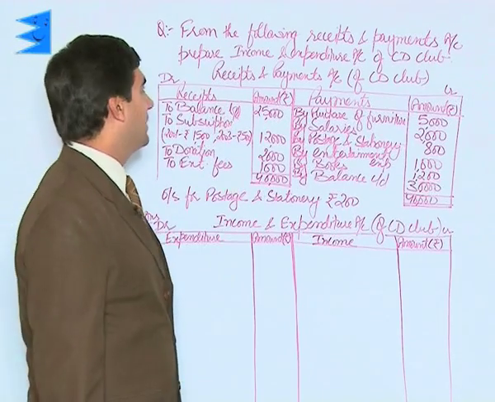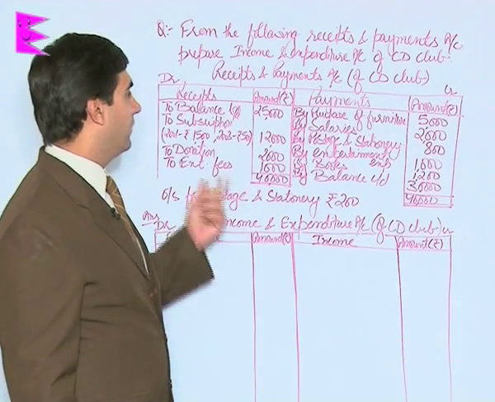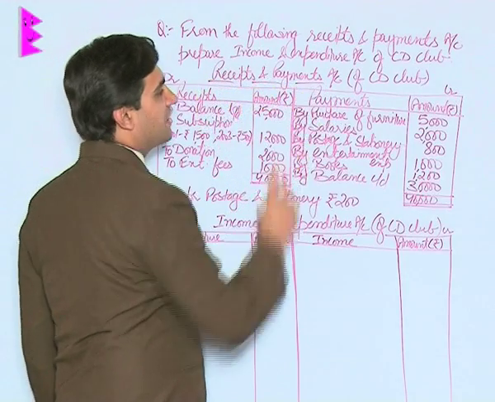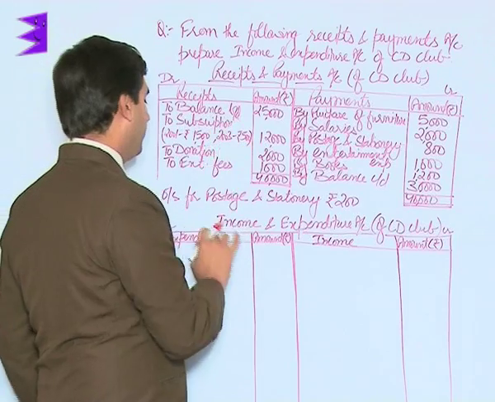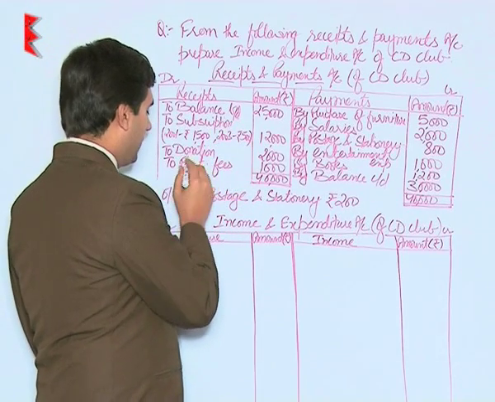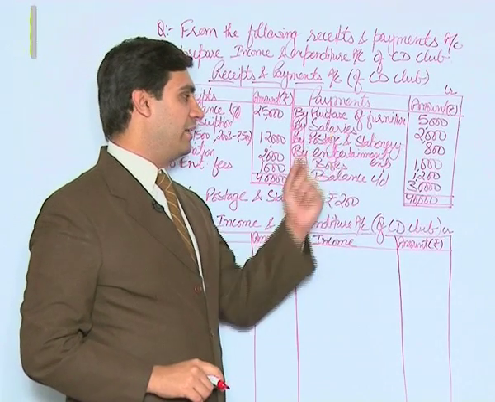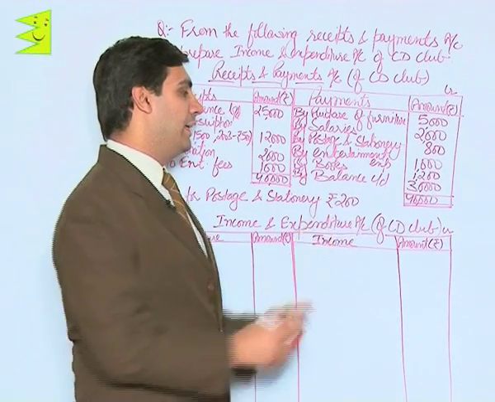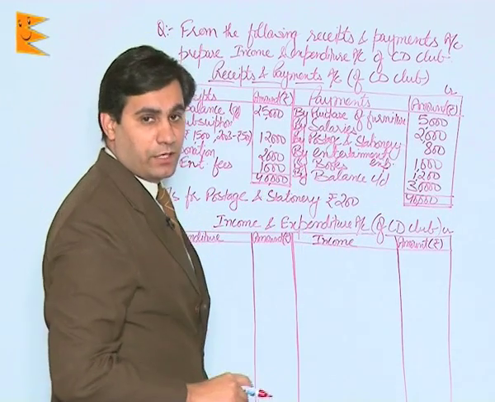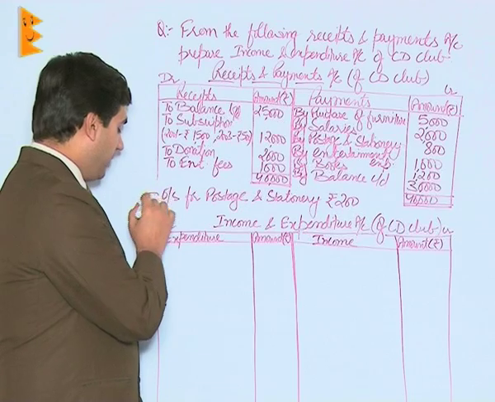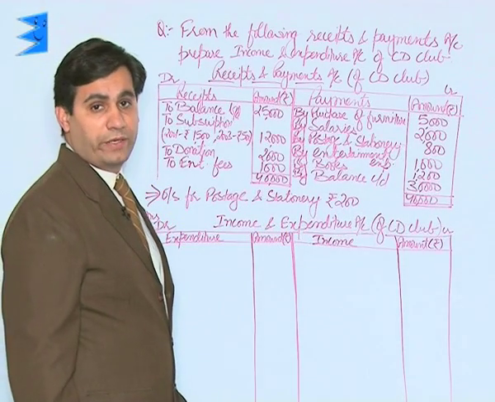From the following receipts and payments account, we are required to prepare the income and expenditure account of CD Club. Now students, the information given here includes the receipts and payments account of CD Club. On the receipt side, we have balance brought down, subscription, donation and entrance fees. On the payment side, we have purchase of furniture, salaries, postage and stationery, entertainment expenses, books and balance carried down. Plus there is additional information in the form of outstanding postage and stationery of rupees 200.